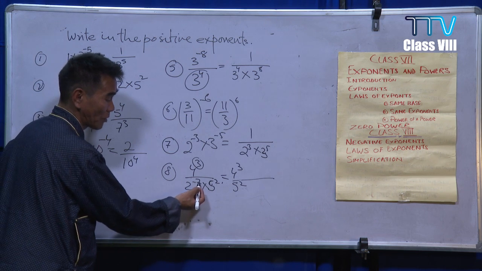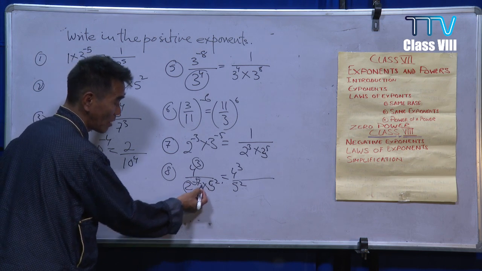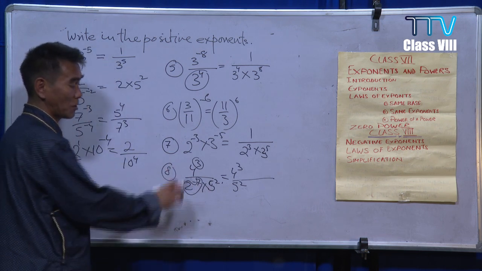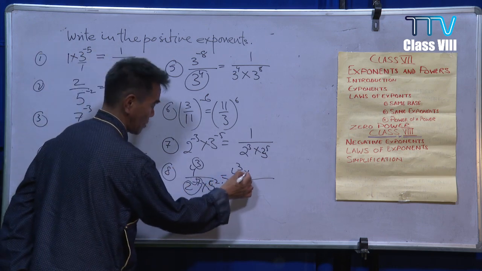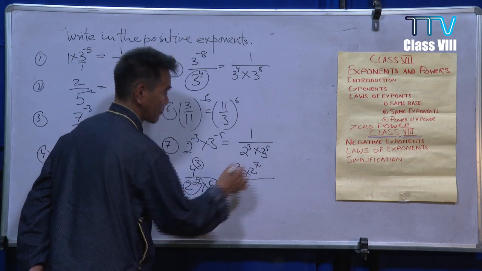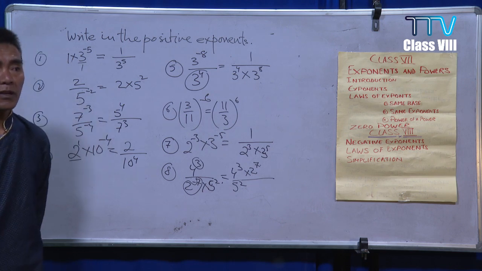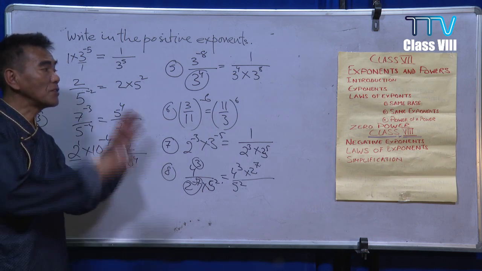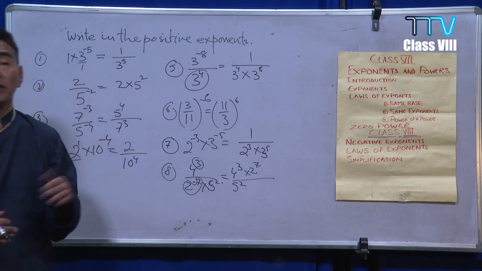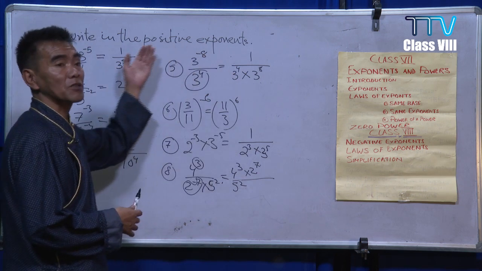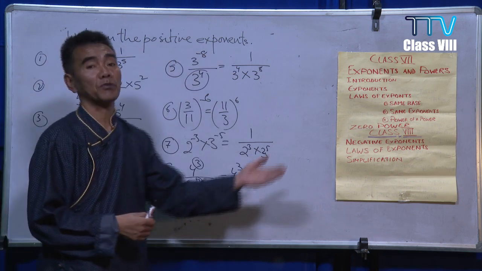2 is to the power negative 7, or 2 is to the power 7. Negative and positive exponents change in the same way. That was the law, the law of exponents for negative integers.